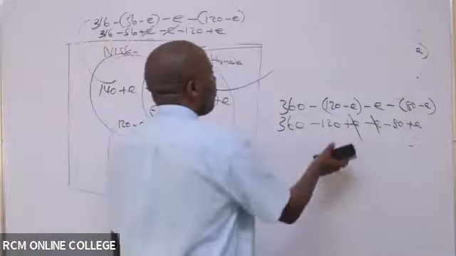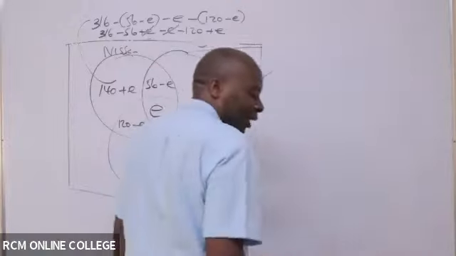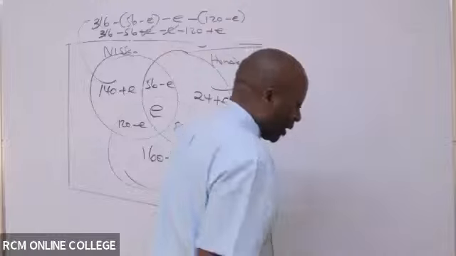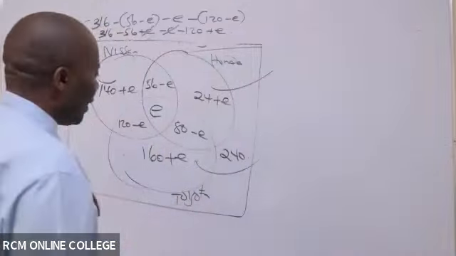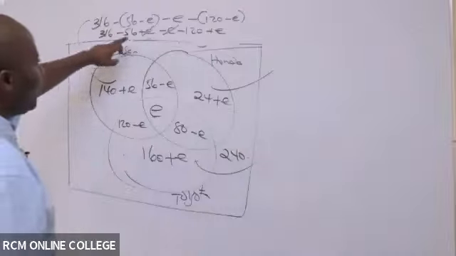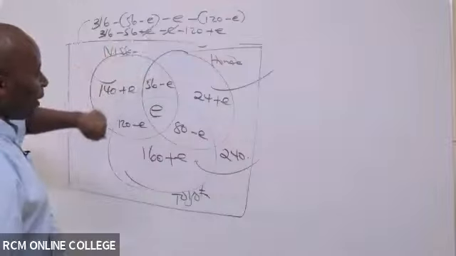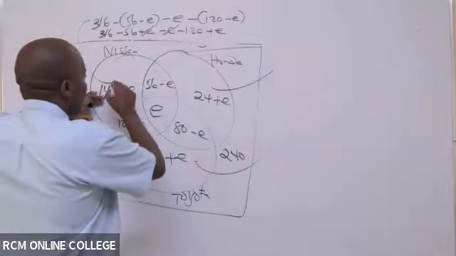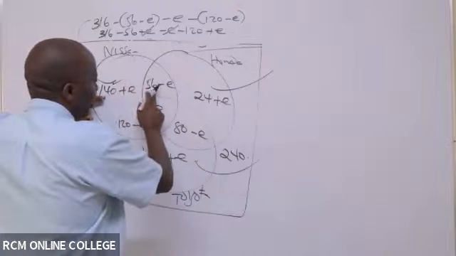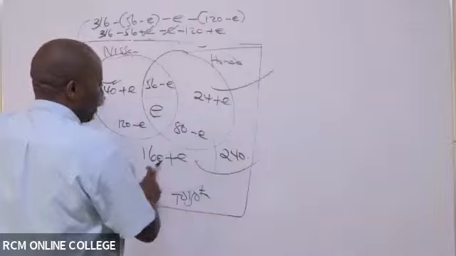The last thing will be for you to come here and use the universal set equation. So now we know the entire universe. If you add up everything that we have here, then we should get our universe, which is 850. So I want you to add directly: 140 plus 56 plus 24 plus 120 plus 80 plus 160 plus this 240.